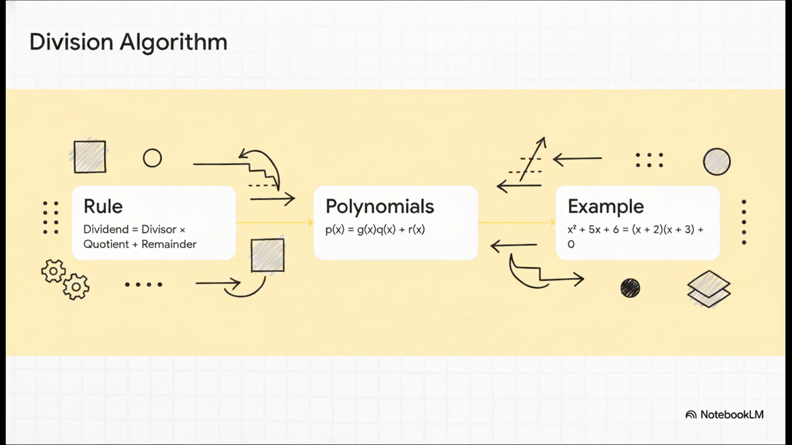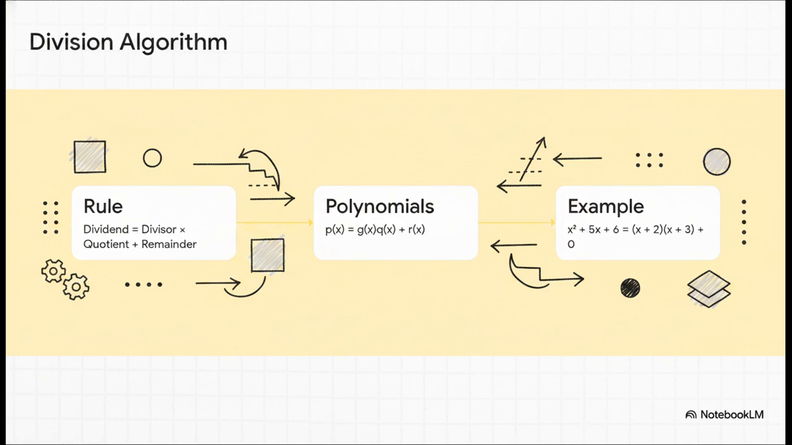Now what about breaking them apart? Well, it turns out dividing these equations uses the exact same logical process as that long division we all learned in elementary school with regular numbers. The old rule still applies. Dividend equals divisor times quotient plus remainder.